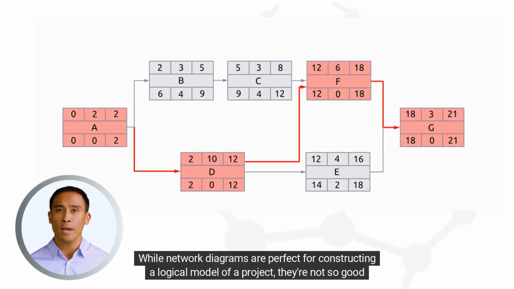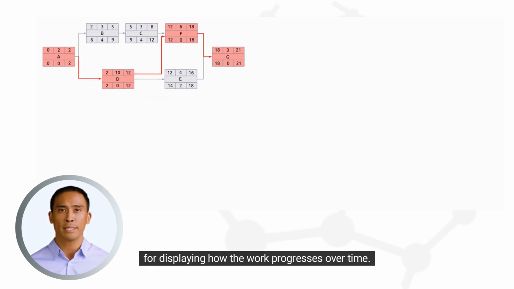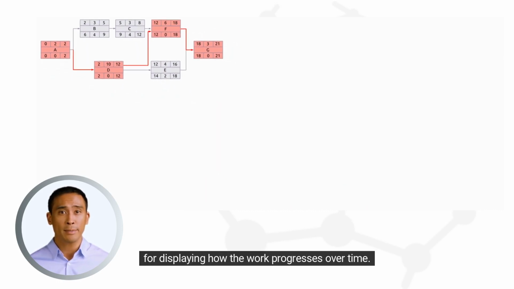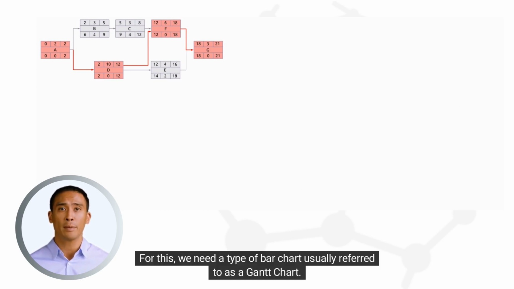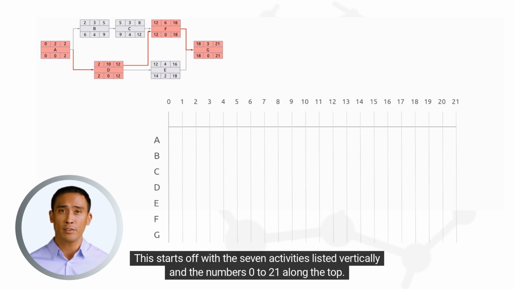While network diagrams are perfect for constructing a logical model of a project, they're not so good for displaying how the work progresses over time. For this, we need a type of bar chart usually referred to as a Gantt chart. This starts off with the 7 activities listed vertically and the numbers 0 to 21 along the top.